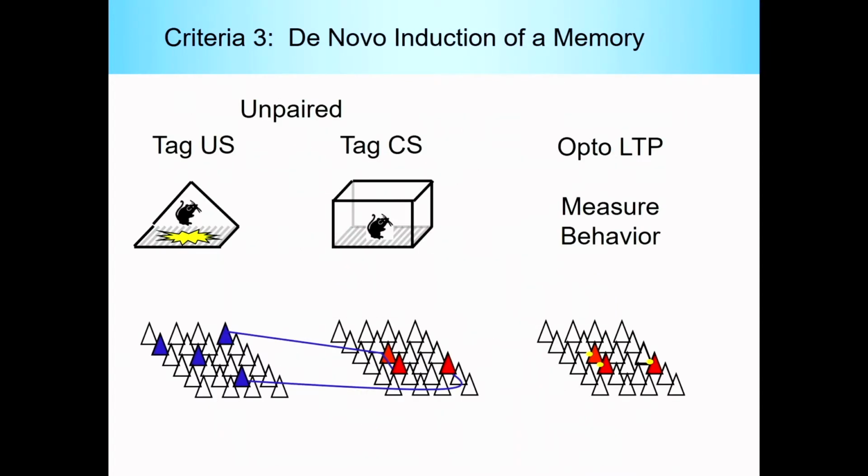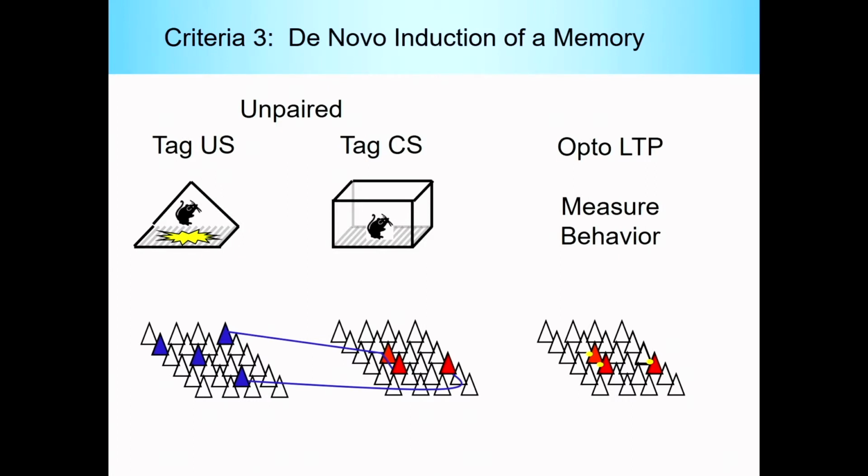So we consider that sort of criteria 2. There are better ways of doing it, and we're going to follow up on different ways of doing that. How do we do criteria 3? How do we make a memory where none existed before? And we're not going to exactly do that.